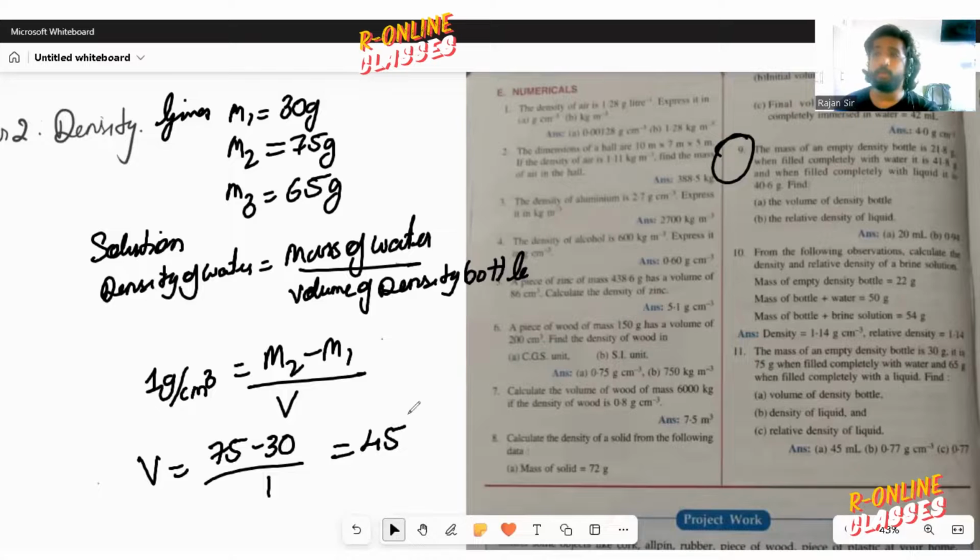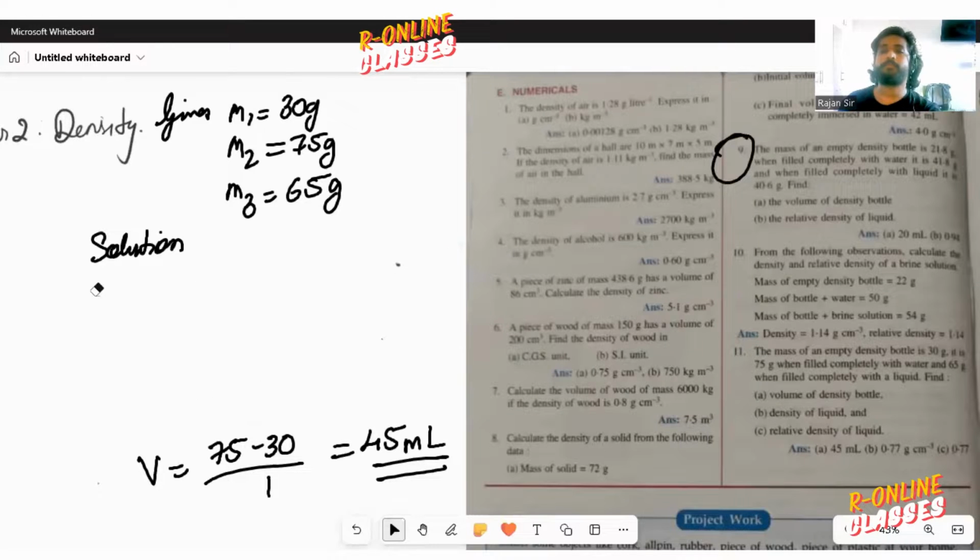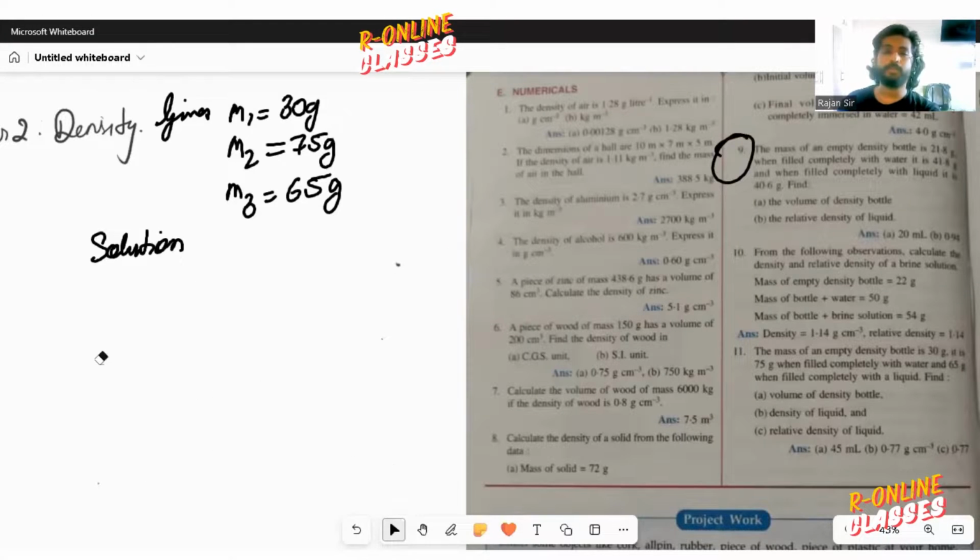Since we are talking about the volume of the bottle, let's take it as V. Or you can write 45 centimeter cube, not an issue. Once you're done with this, this is the A part. Let's go to the next one. So you can stop and write the whole thing, I'm doing it so that the video does not go to a long time.